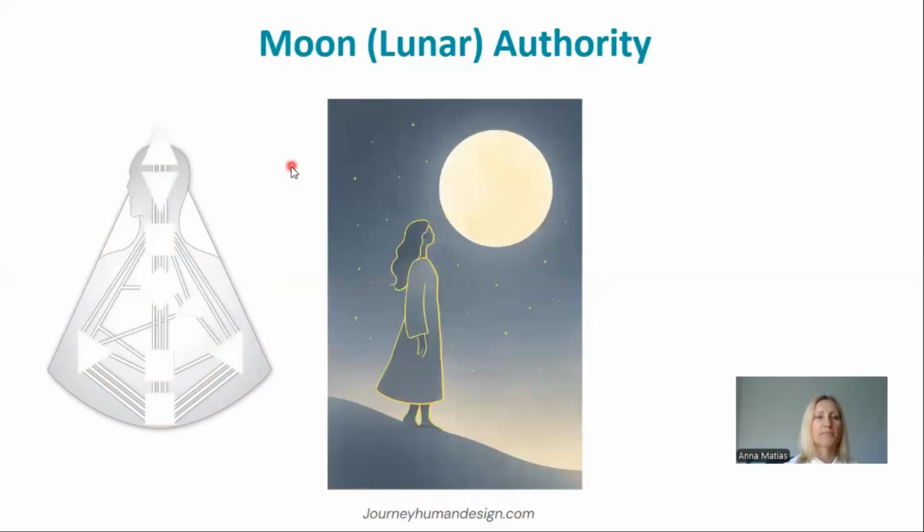Lunar authority. Only reflectors have this type of authority. We already talked about them today. They need to wait 28 days before they make major decisions, because then the moon activates different aspects of them, different energy moving through them every day, and they can experience different energies, different perspectives that will allow them to make a decision, to see the whole picture.